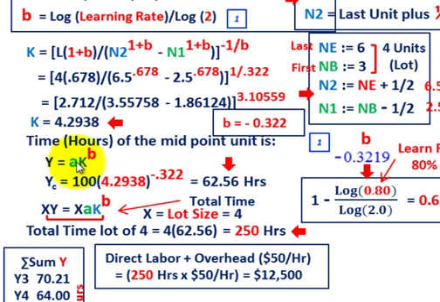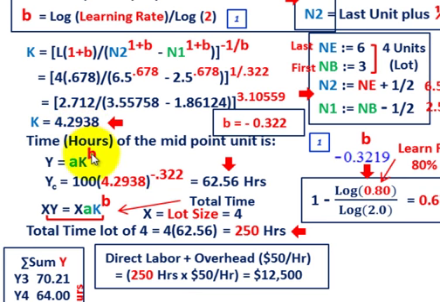For y, let's say that the first unit is costing us 100 hours. The first unit to build takes 100 hours. So a equals 100. Then we take that times our k amount, which was 4.2938.